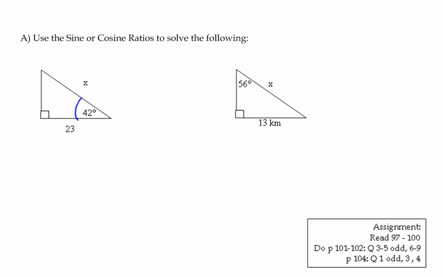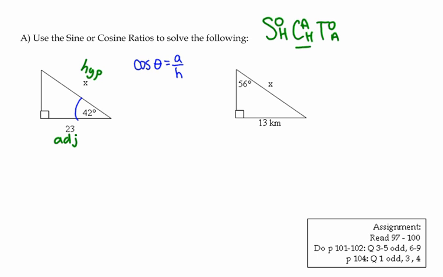Okay. Use sine or cosine ratio to solve the following. Okay, so we're looking for x here. Let's label what we know. What do we know? Adjacent and the hypotenuse. 23 is adjacent, x is hypotenuse. So looking at SOHCAHTOA, which ratio? Cosine has A and H. Okay, so our formula: cos of our angle equals A over H.